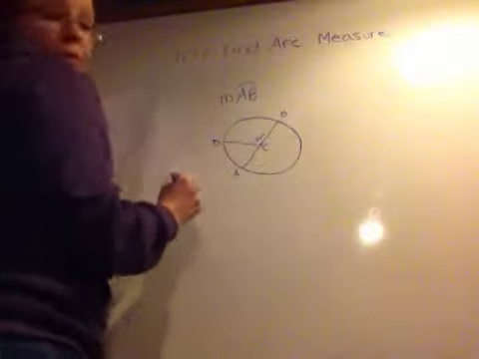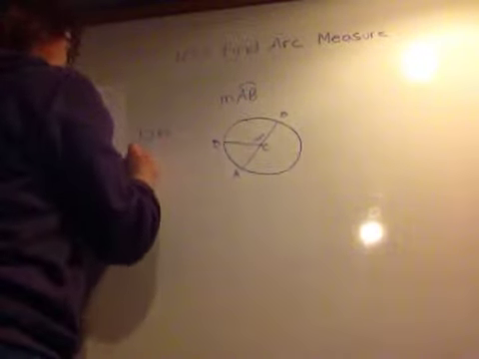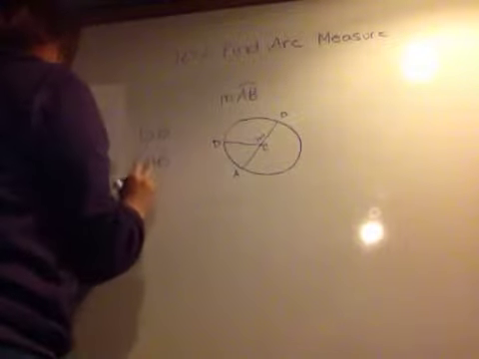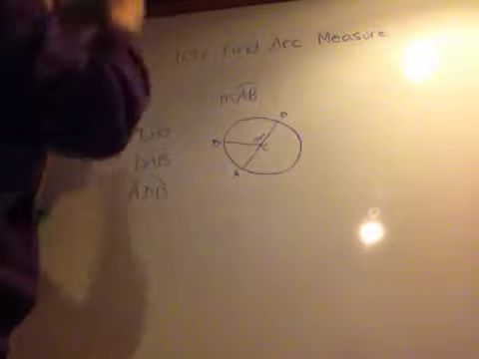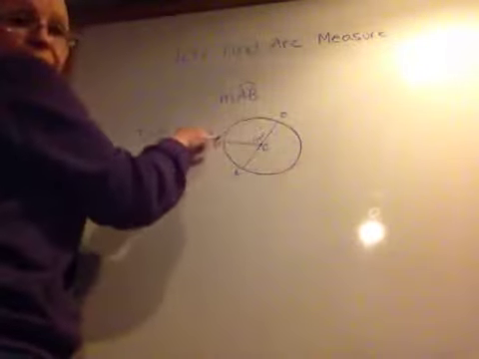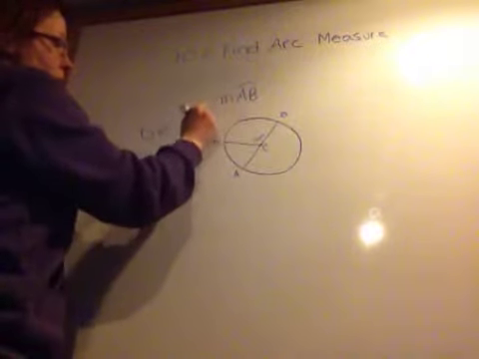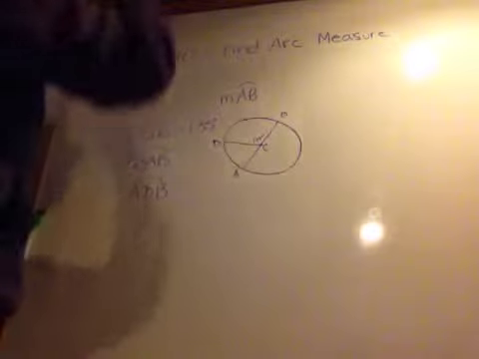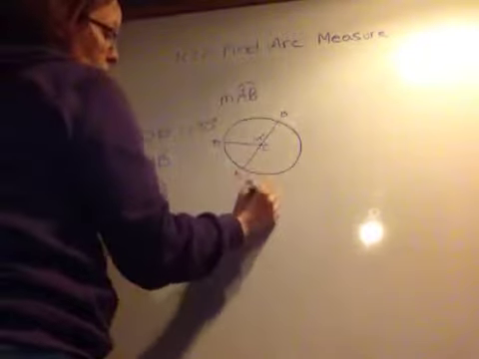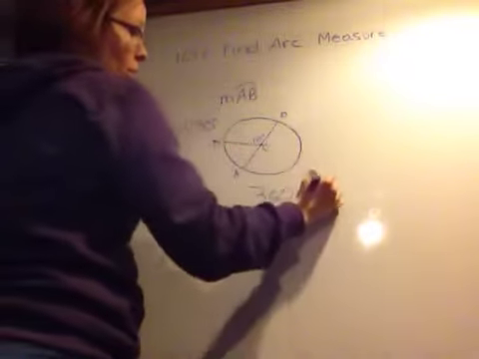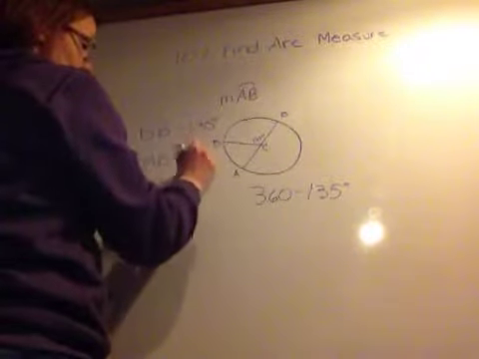Okay, so in this example, we want to find the measure of arc DB, DAB, and ADB. So DB is this arc right here. The central angle is 135 degrees, so the measure of the arc is going to be 135 degrees. To find the measure of DAB, we're going to take 360 and subtract off that 135. And that's going to give us 225 degrees.